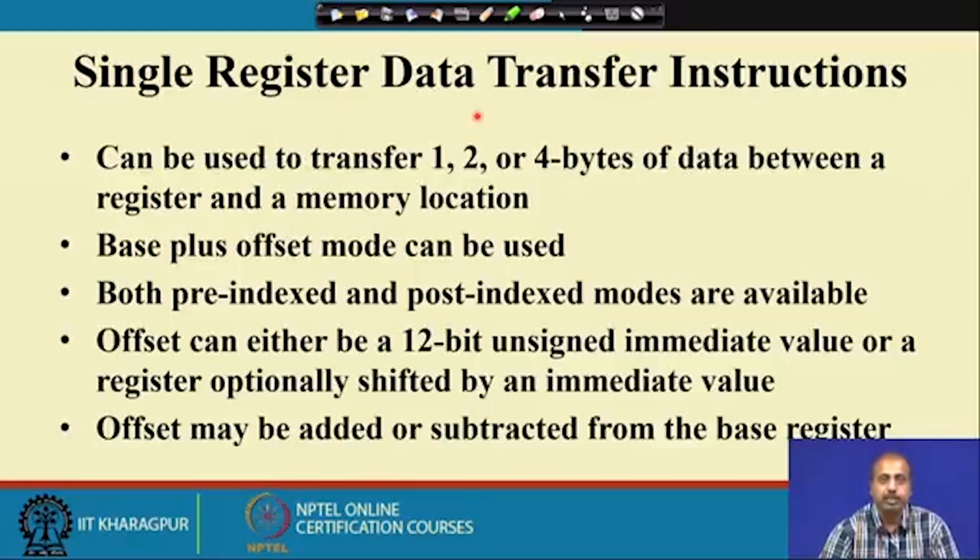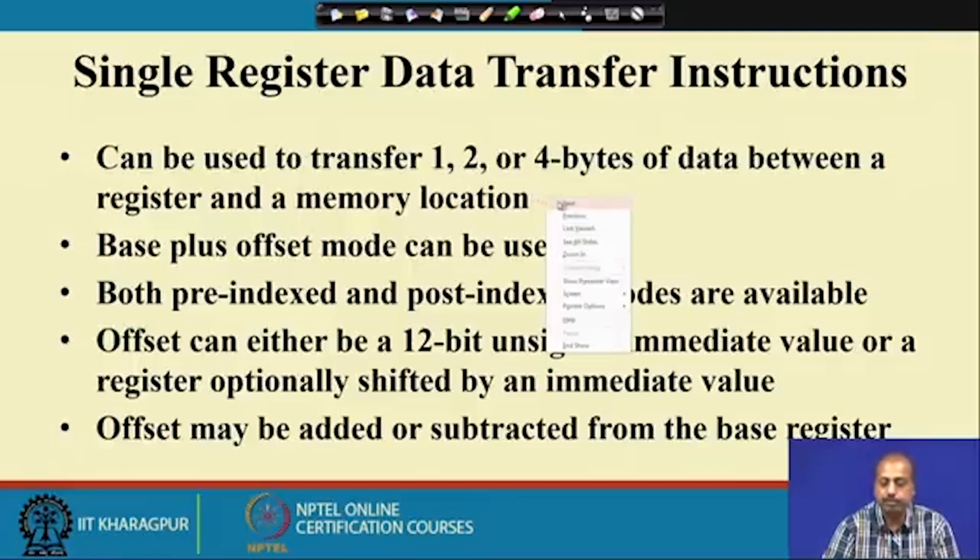Base plus offset mode can also be used. You can specify a base and an offset, and that way you can specify the address. Pre-indexed and post-indexed modes are also there. We will take some examples. This offset can be a 12 bit unsigned immediate value or a register shifted by another immediate value.